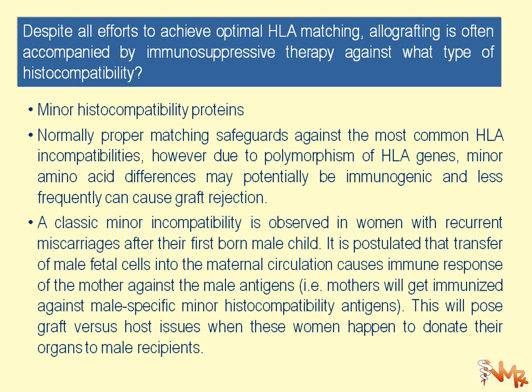Another important issue, a classic minor incompatibility, is observed in women with recurrent miscarriages after their first born male child. Look at this information. It is postulated that transfer of male fetal cells into maternal circulation causes immune response of the mother against the male antigens related to chromosome Y. Now, mothers will get immunized against male-specific minor histocompatibility antigens of their own male children. Later, this will pose graft versus host issues when these women happen to donate their organs to male recipients.